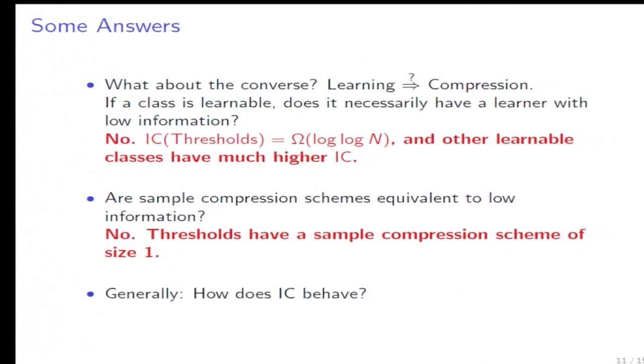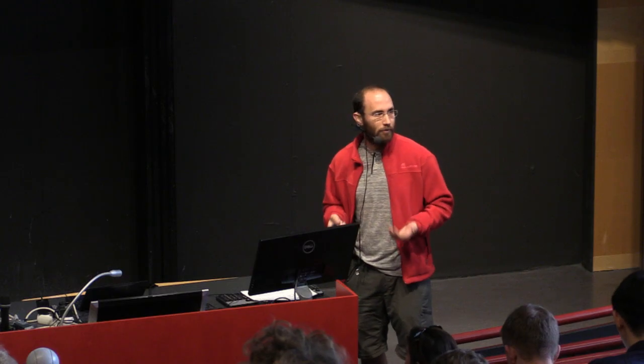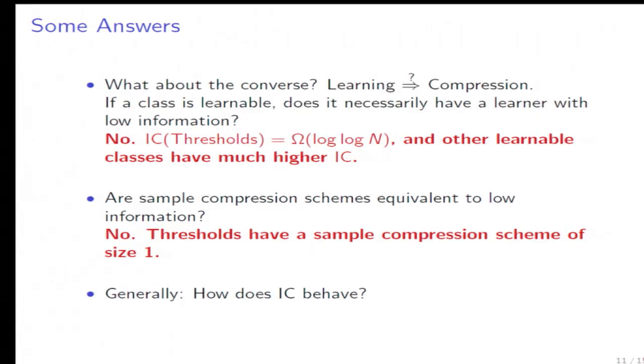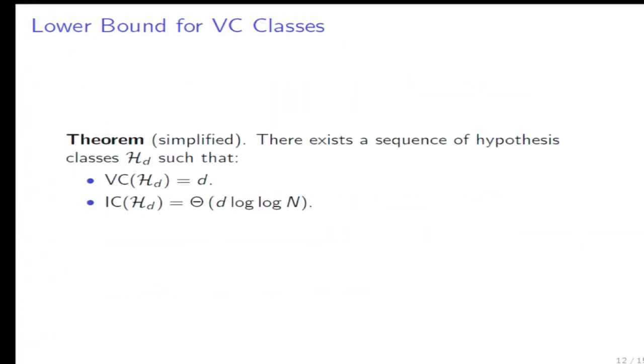And is it true that sample compression schemes in the classical sense turn out to be the same as compression in this sense? Again, the answer is no, because we have a sample compression scheme of size 1 for thresholds, while again here we can make the information complexity large. And now I want to discuss this last question of, in general, what can we say about the information complexity of learning? A partial answer is given by this theorem, which says basically that for every natural number d, we can construct a class of hypotheses that has VC dimension d, and the information complexity will be d log n.